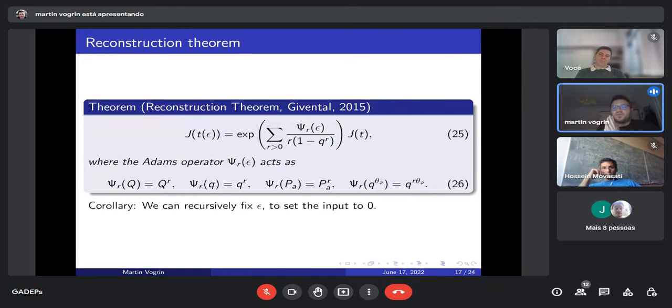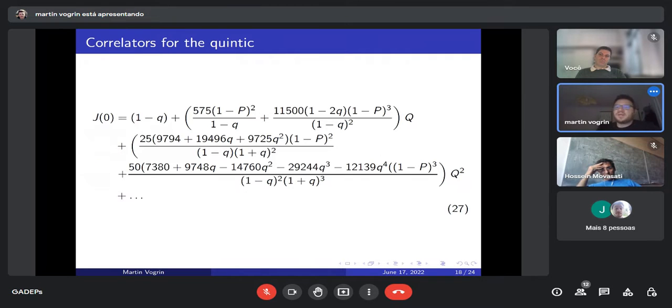And why do you do this? Because then the correlators become much simpler, since you don't have to worry about the input anymore. But of course, it changes the structure of the correlators. So we recursively fix epsilon to set the input to zero. That's the operational way to do it.